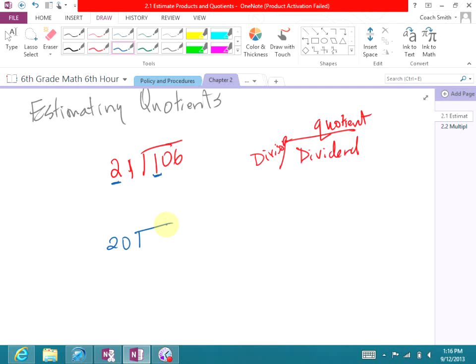Now we're going to look at 106. Is 106 closer to 100, or is 106 closer to 200? Okay, it's closer to 100. So, there's your estimate. Now you divide it out.